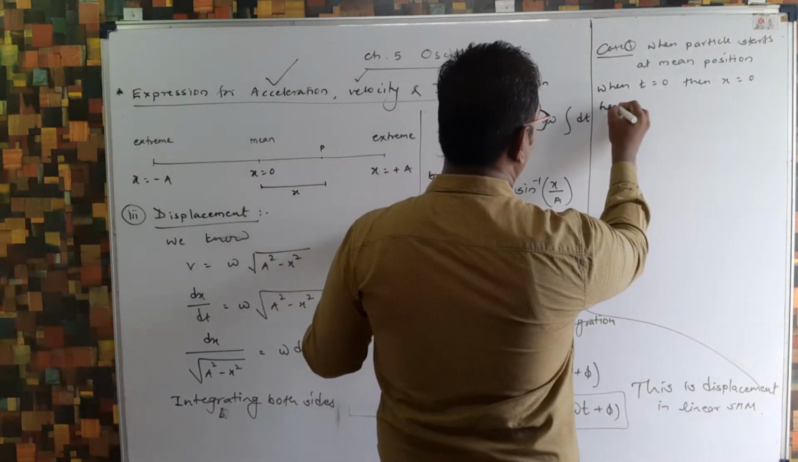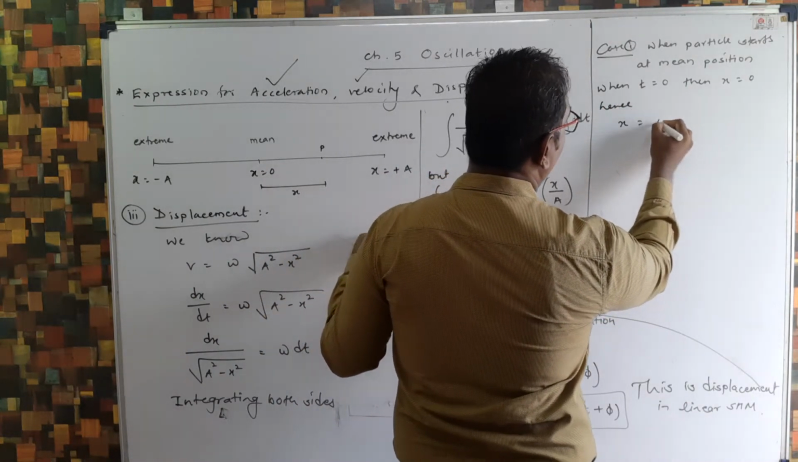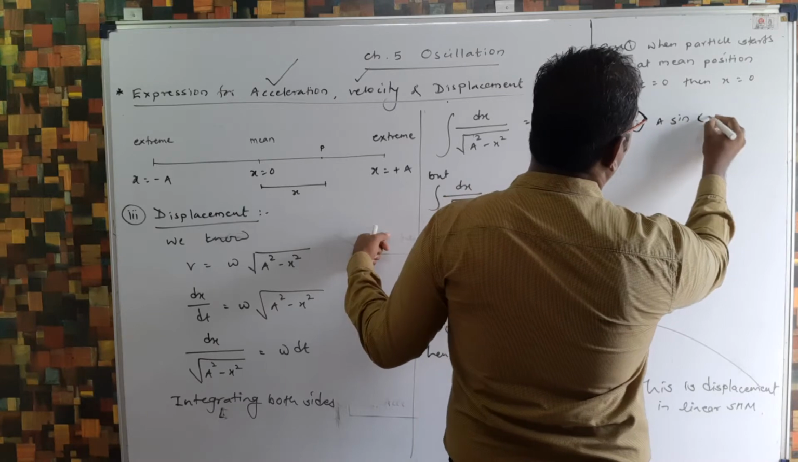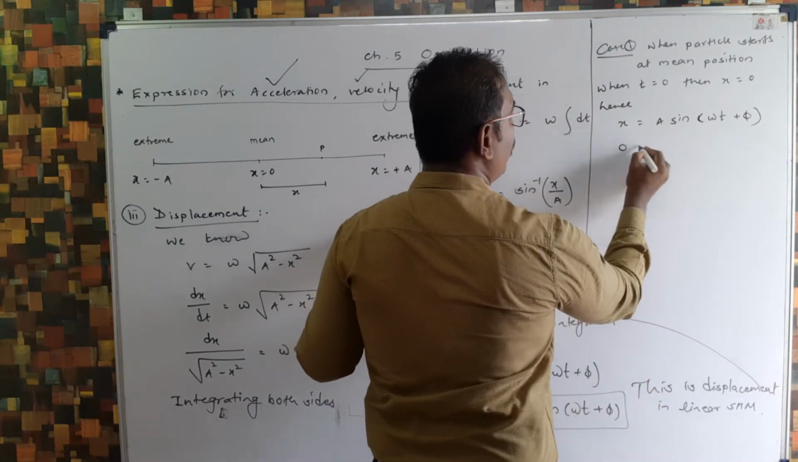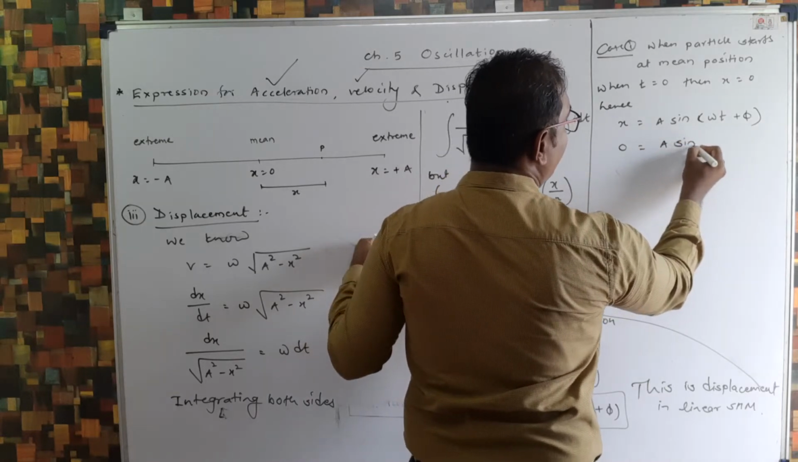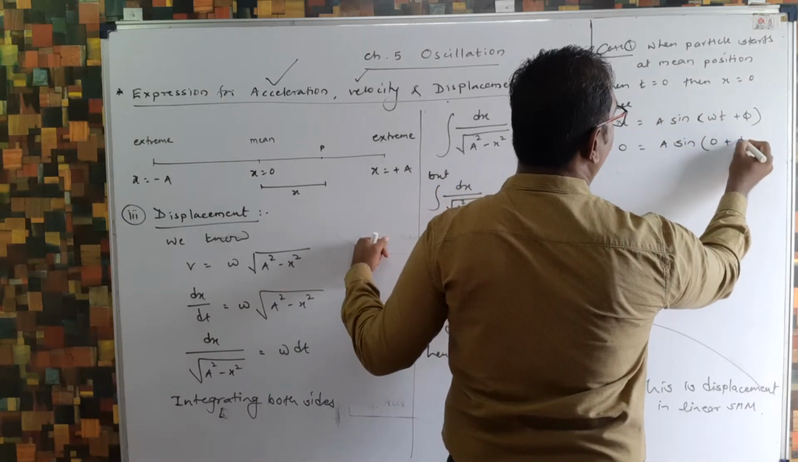Hence, I can write x is equal to a sine omega t plus phi, this formula. Now I substitute x is 0, a as it is, sine as it is, time is 0 plus this phi.